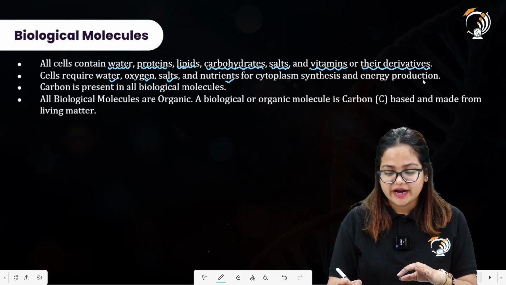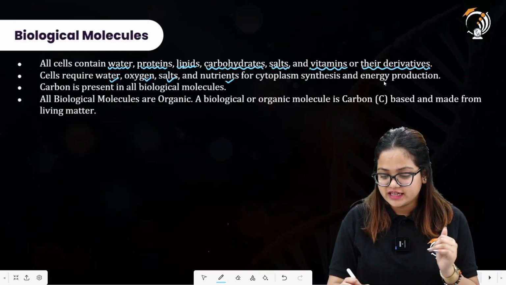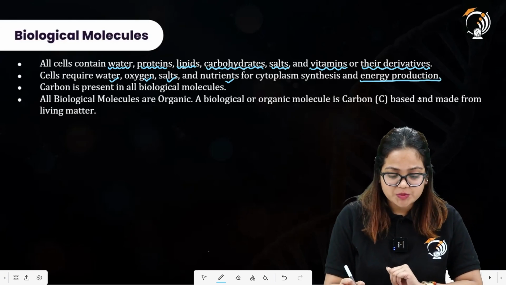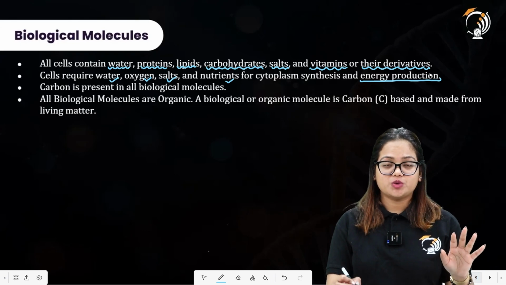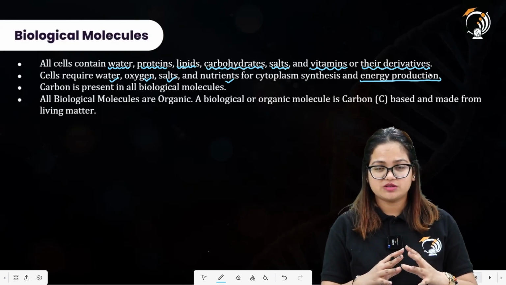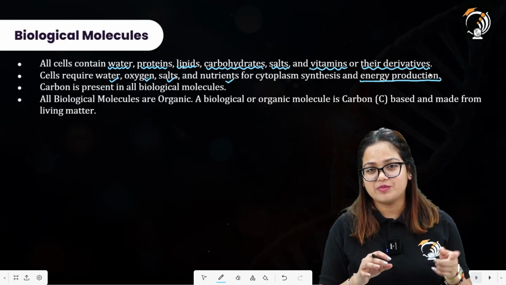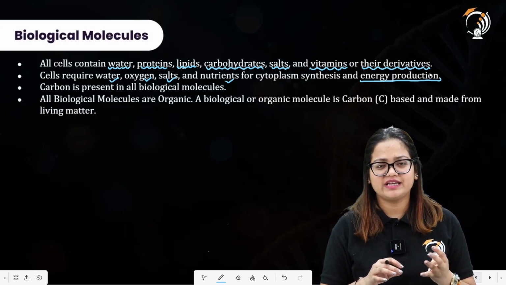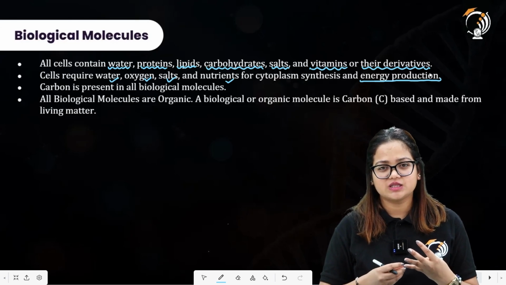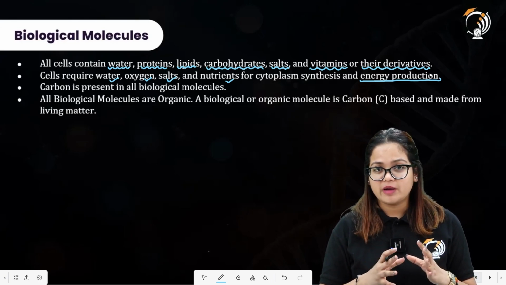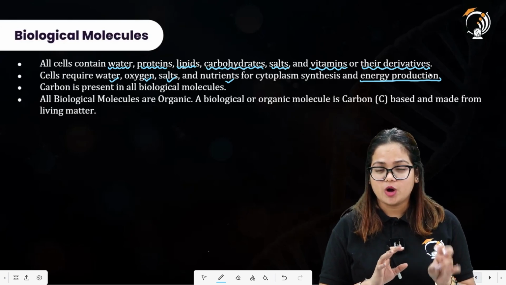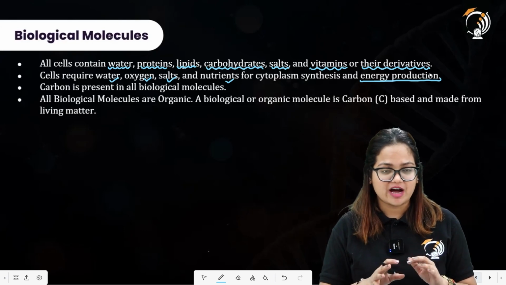So it will be required in the cytoplasm synthesis, then energy production as well. All right. Carbon is present in all biological molecules. So whenever we talk about all biological molecules, we are certainly talking about carbohydrate, fats, proteins, and we are left with, I guess, water. So apart from water, we have carbohydrate, fat, and protein. All of these components contain carbon as an element. All right. So all of these have carbon.